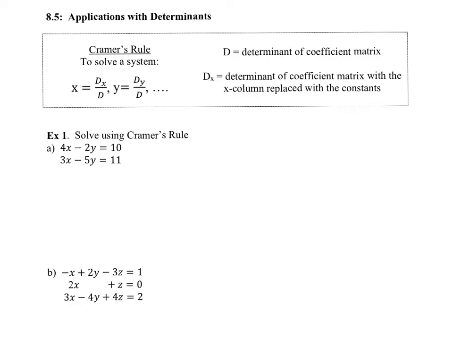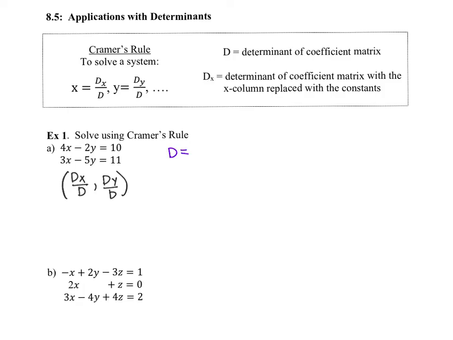So for example 1, I'm going to solve the system using Cramer's rule. And I'm going to keep in mind what my answer is going to look like. My answer is going to look like dx over d, comma, dy over d, because I want to get an x and a y because there's two variables. Okay, so first I'm going to calculate d.